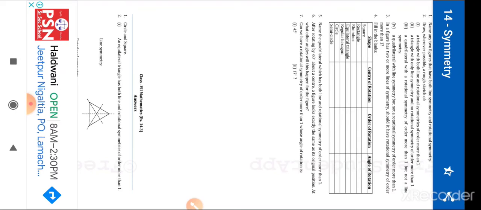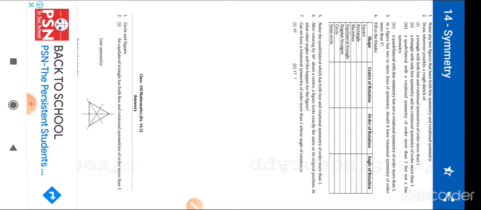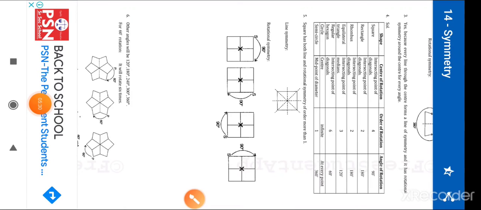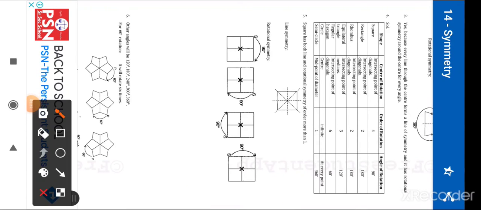Now move to our sixth question. After rotating by 60 degrees about a center, a figure looks exactly the same as its original position. At what other angles will this happen for the figure? So the other angles will be 120 degrees, 180 degrees, 240 degrees, 300 degrees and 360 degrees, at which the figure looks exactly the same.